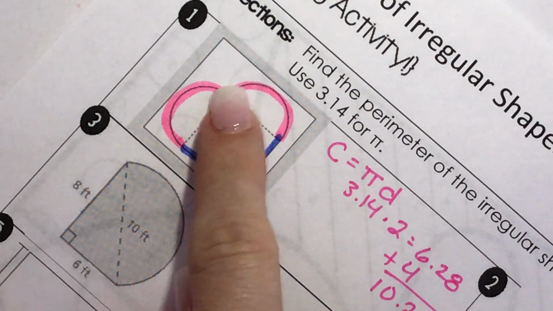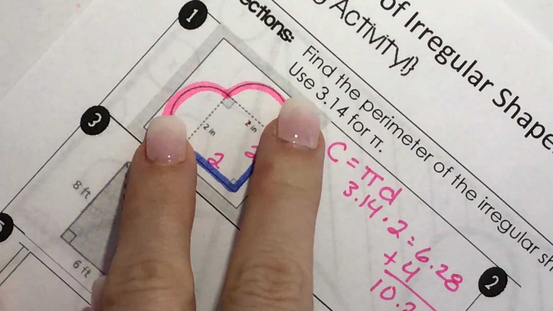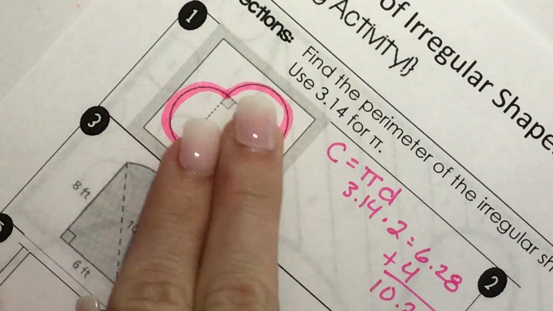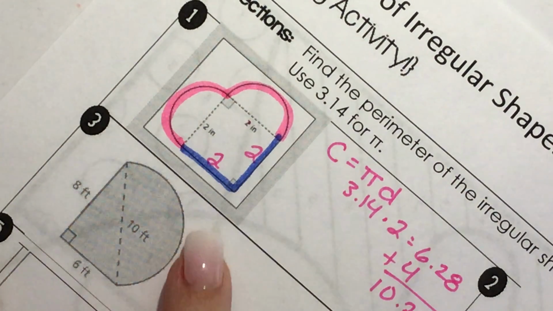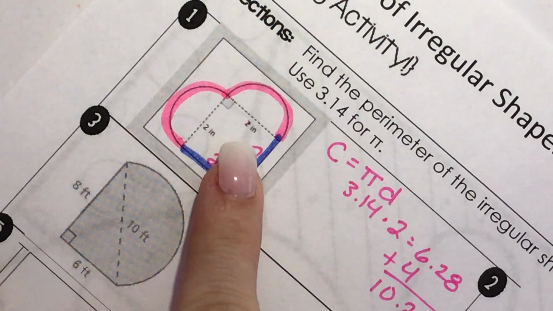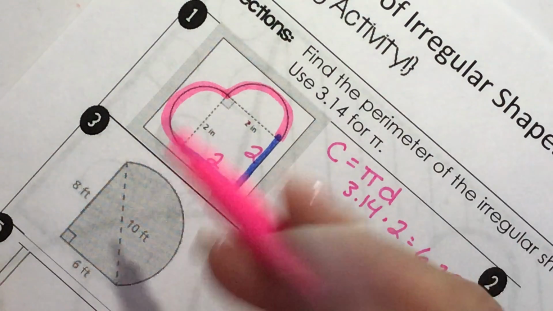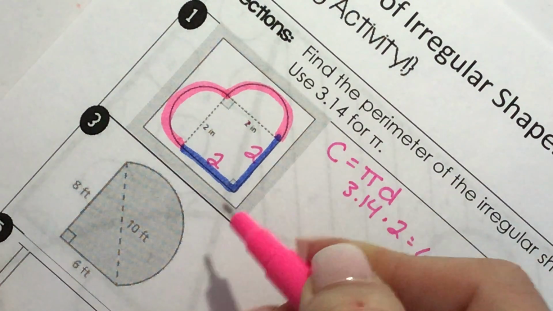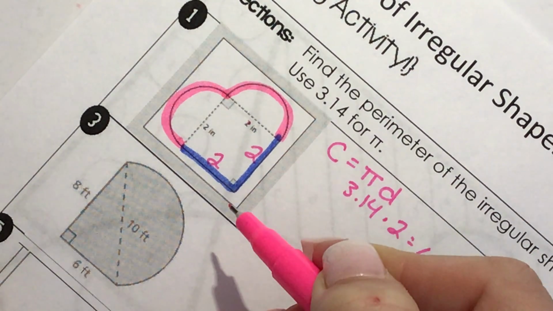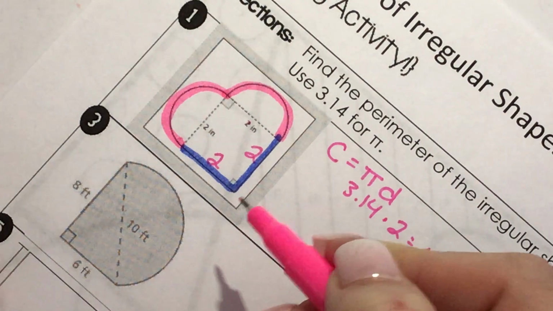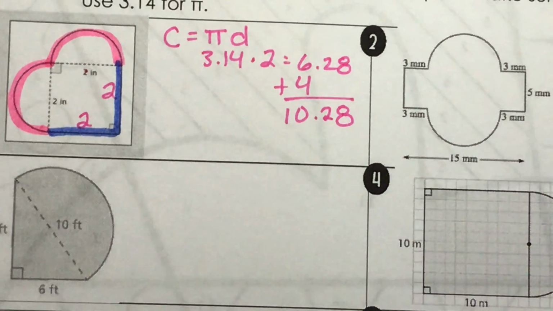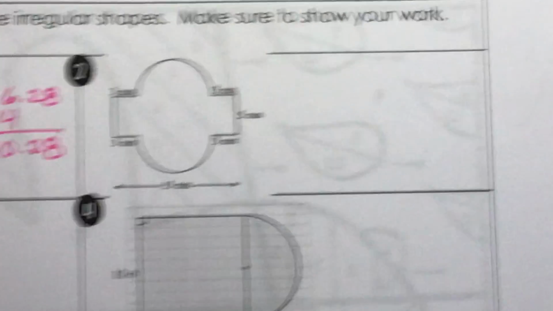Okay, guys, we're finding the perimeter of the heart. The way that you have to do that is we have a circle. They split it in half. Then they put a square between them. Okay? So we're not looking at these dotted lines. We're only looking at this outside part of the square. Does that make more sense? Okay. So that's why we would add them. All right, number 2.